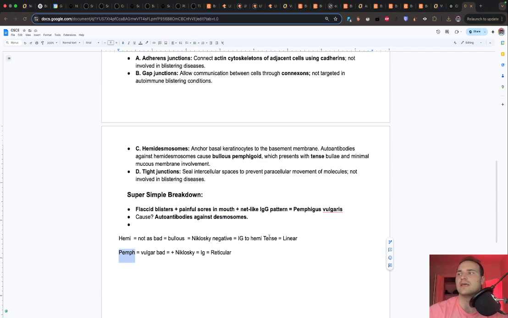D goes with the P, and maybe a way to remember hemidesmosomes is linear. Hemi, it's like half, not as bad, and Nikolsky negative sign. So it's like halfway there and it's negative. So not as bad as the other one, Pemphigus vulgaris, which is the correct answer, which is desmoglein 1 and 3.